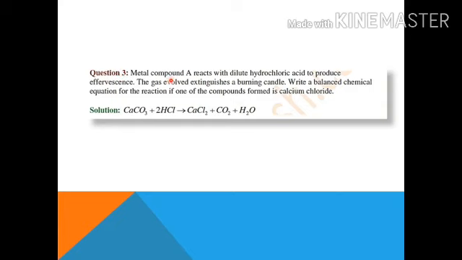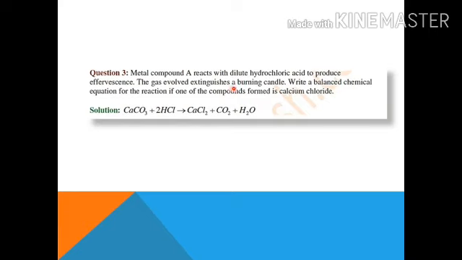Next question. A metal compound A reacts with dilute hydrochloric acid to produce effervescence. What is meant by effervescence? It means bubbles. Bubbles are forming from the bottom. That bubbles forming, we call it the escaping of the bubbles. We call it effervescence. Why are these bubbles forming? Because a gas is produced. So a metal compound A reacts with dilute hydrochloric acid to produce effervescence. The gas evolved extinguishes a burning candle. Write a balanced chemical equation for the reaction if one of the compounds formed is calcium chloride.